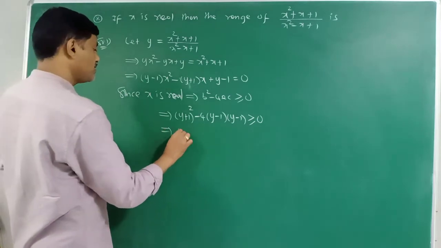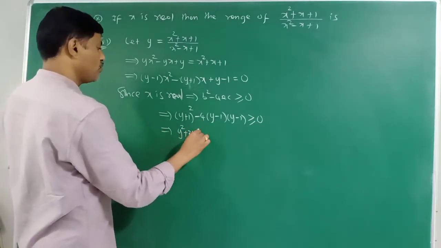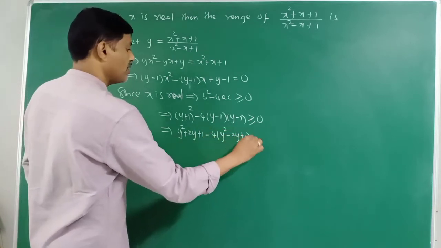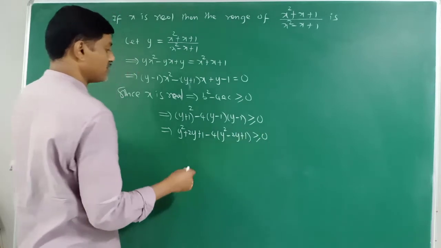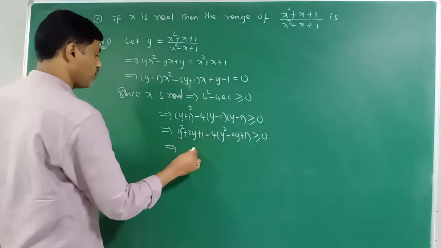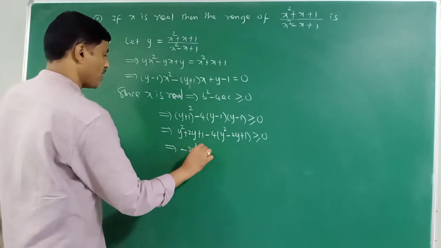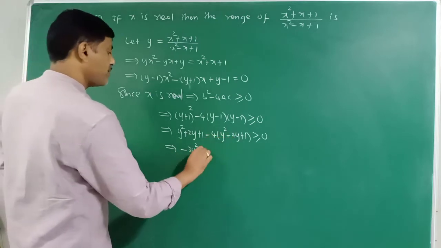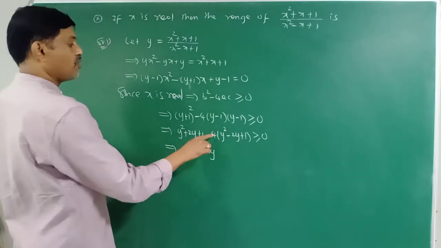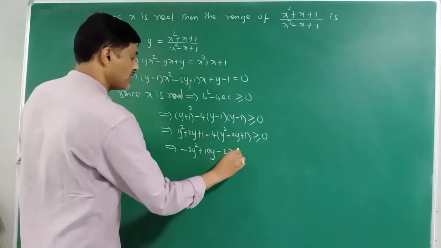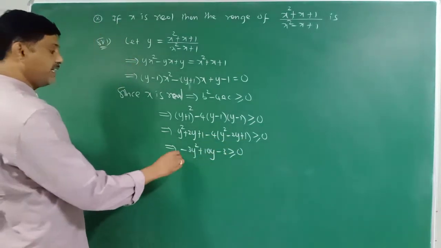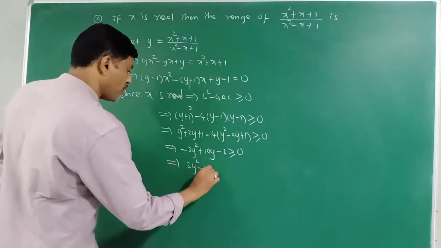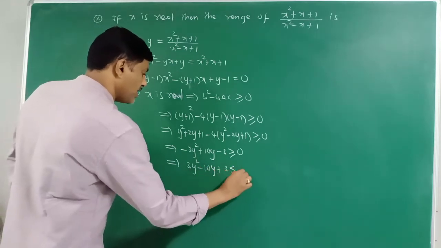Once you expand, this is y square plus 2y plus 1 minus 4 times of (y square minus 2y plus 1) greater than or equal to 0. This is y square minus 4y square, minus 3y square; minus into minus is plus, so 8y plus 2y is 10y; minus 4 plus 1 is minus 3, greater than or equal to 0. Now your leading coefficient is negative, multiply with minus.